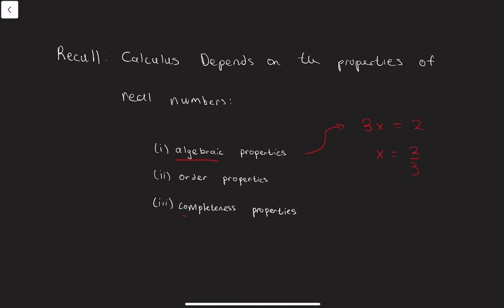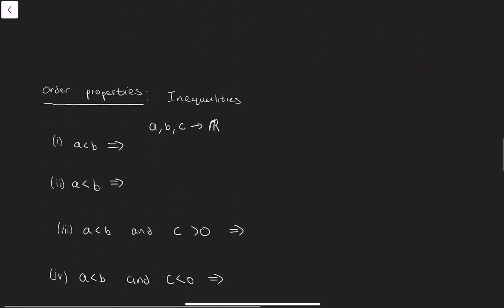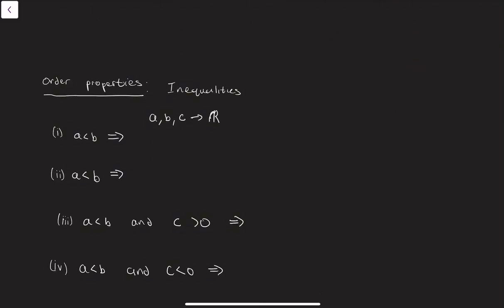One property you've probably never heard of is the completeness property. Roughly speaking, this says that there can be no holes or gaps on the real number line, and that every point corresponds to a real number. We're not going to deal with this much in our study of calculus, but know that it exists. The property I want to focus on the most is the order properties. What do these mean? The order properties depend on inequalities.